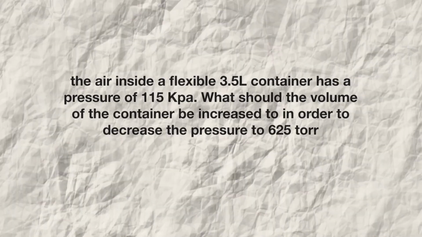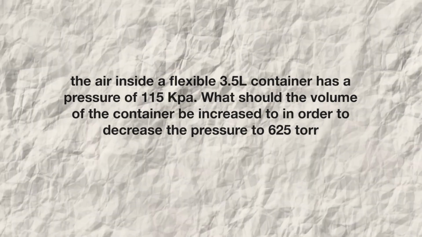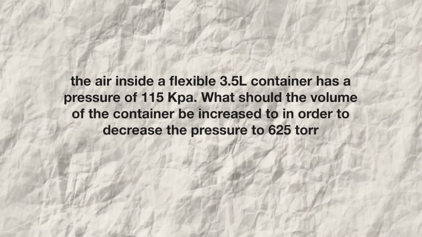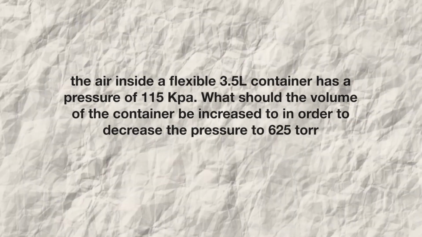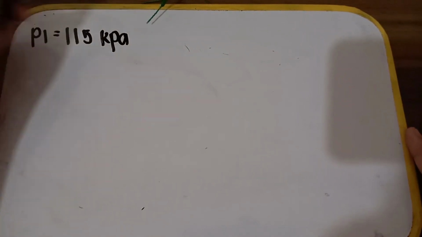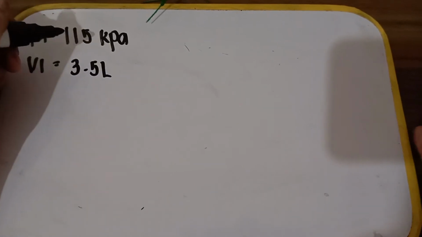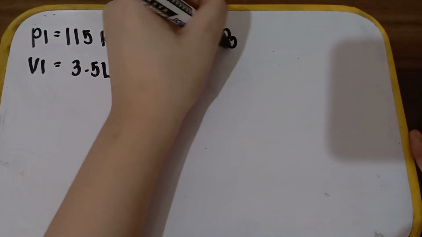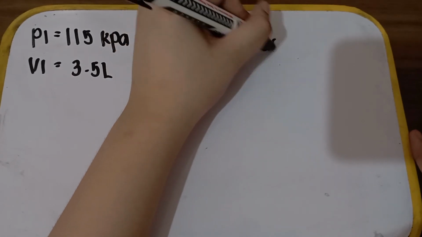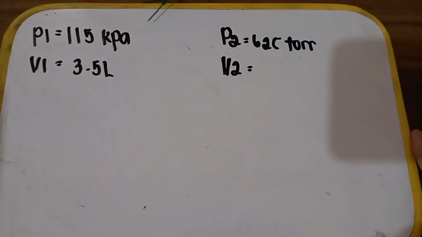So here's another problem. The air inside a flexible 3.5 liter container has a pressure of 115 kPa. What should the volume of the container be increased to in order to decrease the pressure to 625 torr? So our P1 is 115 kPa. Our V1 is 3.5 liters. Our P2 is 625 torr, and our goal is to find our V2.